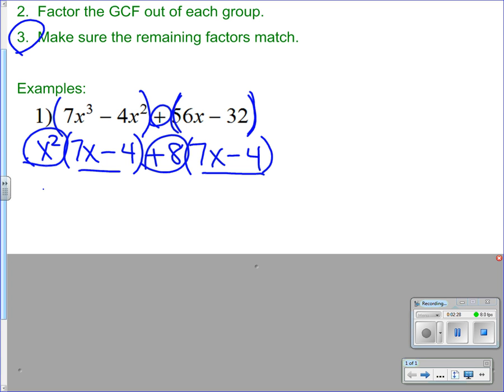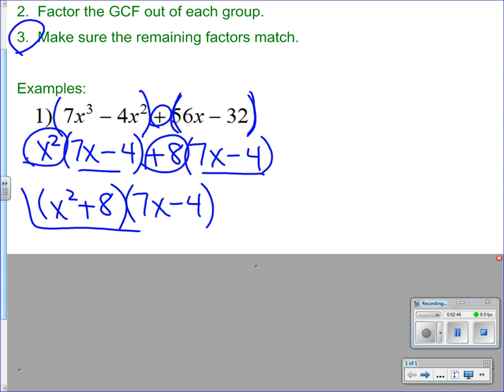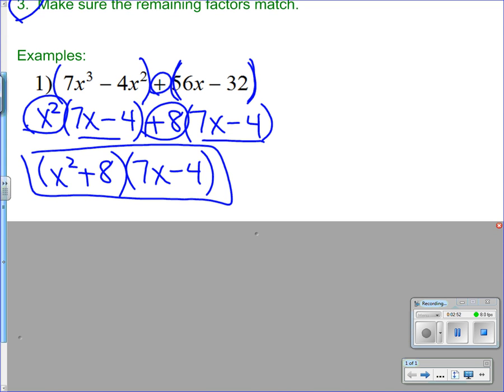So now let's group the x squared plus 8. Those are the 2 factors we factor out of each group, times our matching factor of 7x minus 4. And it's not squared because they're just multiplying this quantity the one time. So that's why we group them together. And that's it. It is easy, trust me.